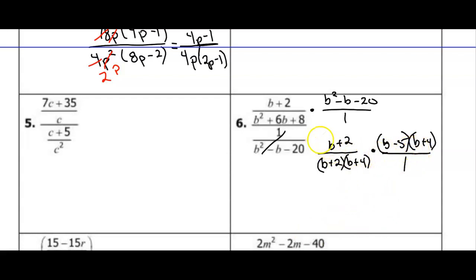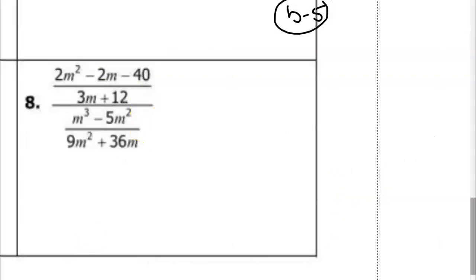So we can cancel out any parentheses that are the same. So I have a b plus 2. Now technically this is in parentheses. And then I have a b plus 4 that cancels out. And then we're just left with b minus 5.